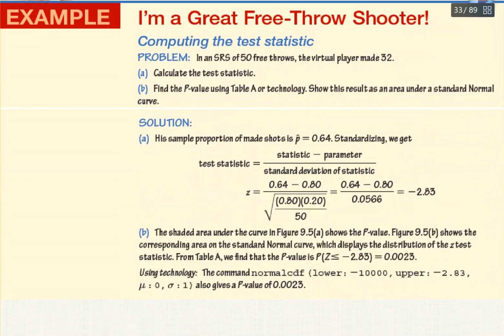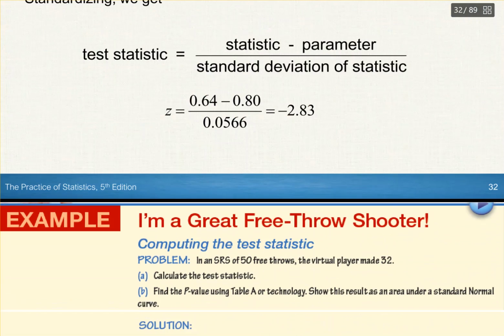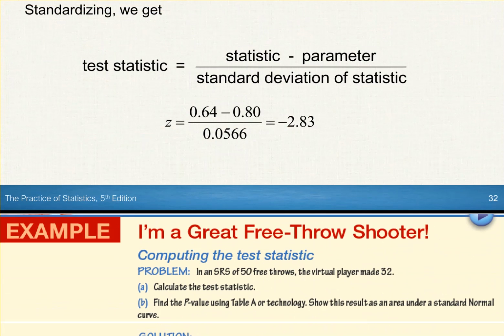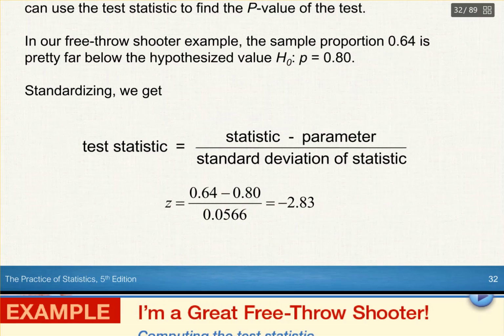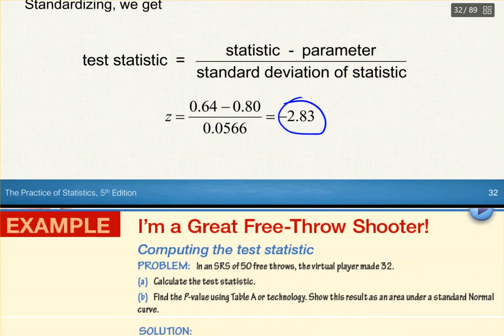All right, so actually, let's cover up the solution for now. In an SRS of 50 free throws, the virtual player made 32. So we're back at that again. Calculate the test statistic. Well, actually, I guess we already did that up here. This right here is our test statistic, negative 2.83. Find the p-value using Table A or technology. Show this result as an area under a standard normal curve.